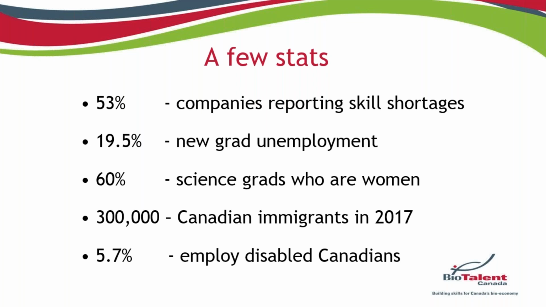60% of science grads are women right now in Canada, which is great, as that figure has grown markedly over the last 35 years. But one of the underrepresented groups within the bioeconomy is actually women, even though 60% of science grads are them. We welcomed 300,000 Canadian immigrants in 2017, but only 5.7% employ disabled Canadians within the Canadian biotech industry. And that is low compared to other industries. I put this out to show these are the facts and statistics that make up the bioeconomy and some of the competition that newcomers face when presenting themselves as prospective new employees.